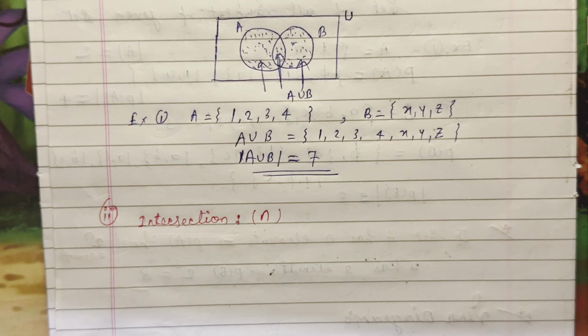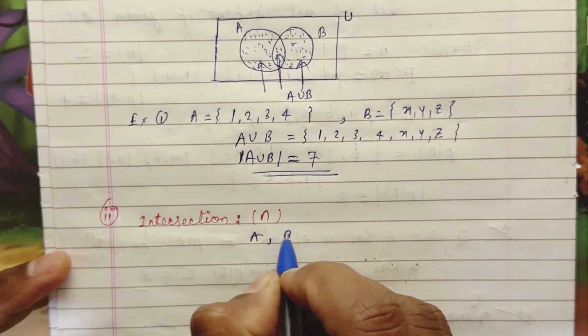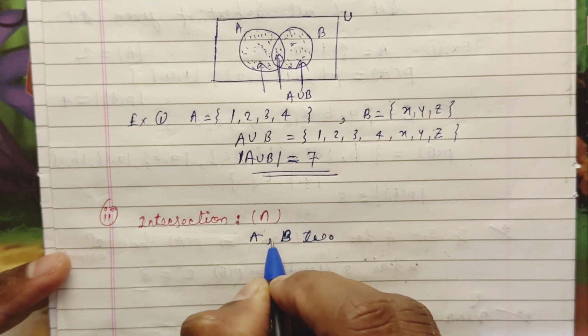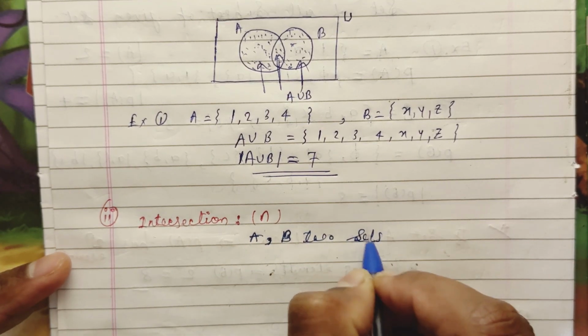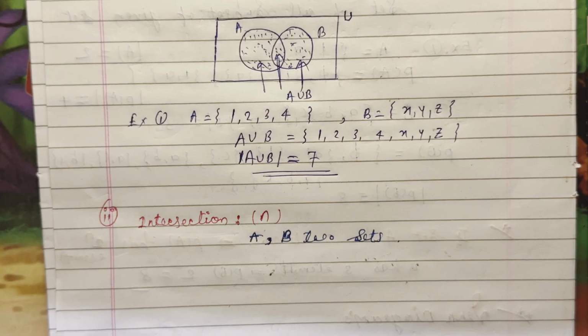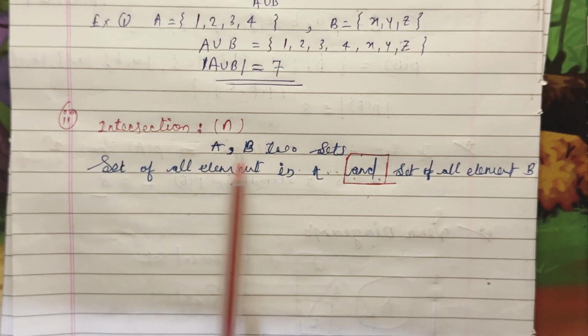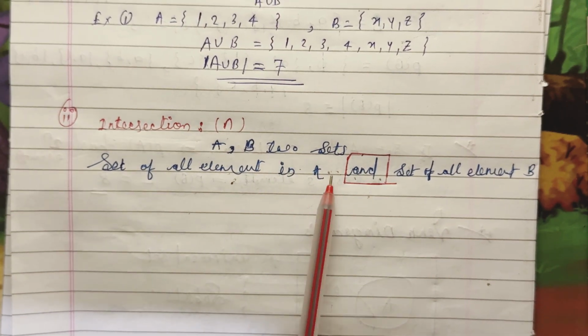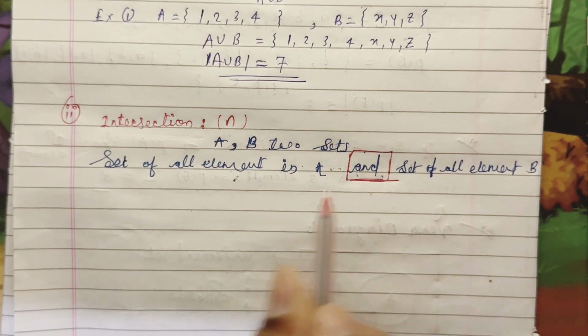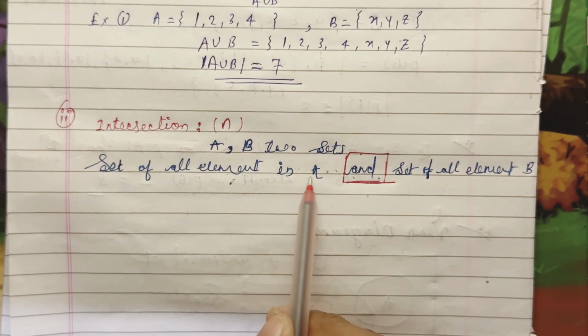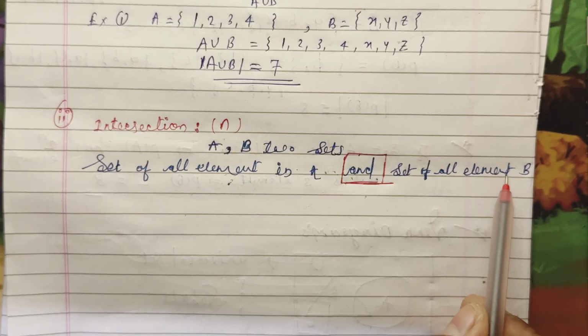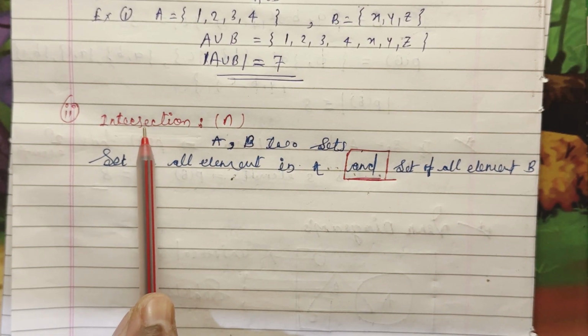What is the actual meaning of intersection? Intersection of two sets. I consider two sets A and B. All elements of set A and set B are considered here for their intersection. So the meaning of intersection: set of all elements in A, and, an important word here, intersection means AND, set of all elements from B, we write as the intersection of sets A and B.